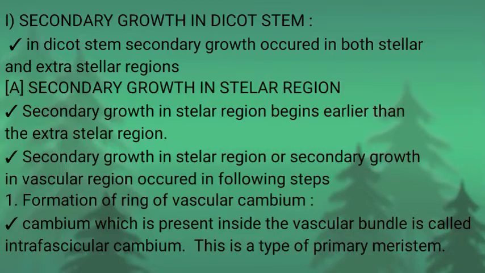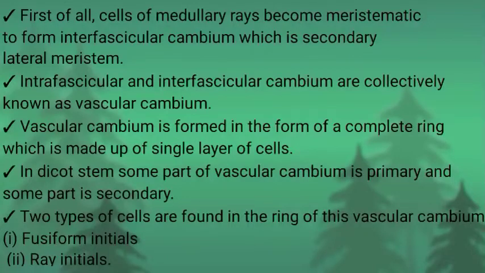Cambium which is present inside the vascular bundle is called intravascular cambium. This is one type of primary meristem. First of all, cells of medullary rays become meristematic to form interfascicular cambium, which is secondary lateral meristem. Intravascular cambium and interfascicular cambium are collectively known as vascular cambium or cambial ring. Vascular cambium is formed in the form of a complete ring which is made up of a single layer of cells. In dicot stem, some part of vascular cambium is primary and some part is secondary in origin.